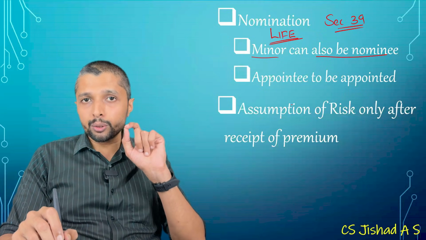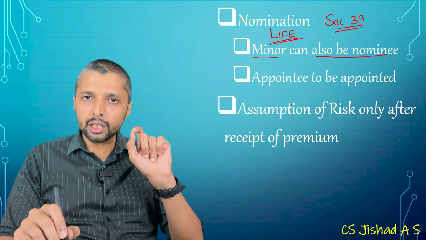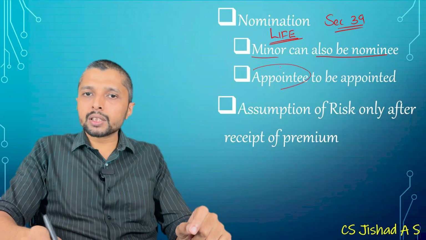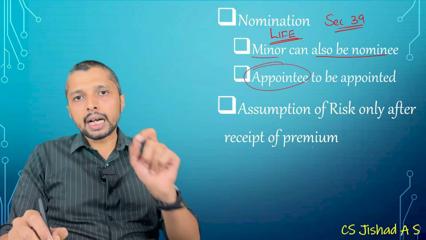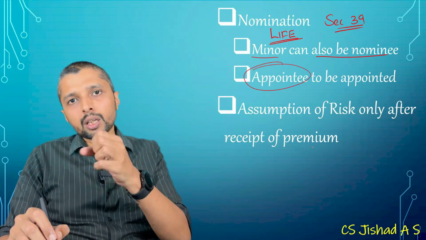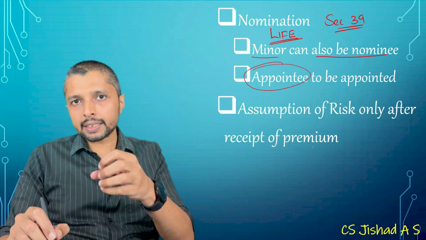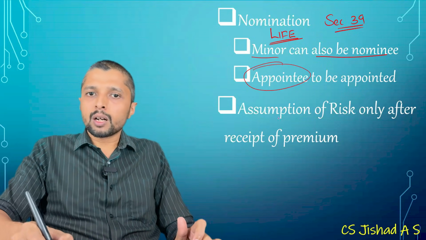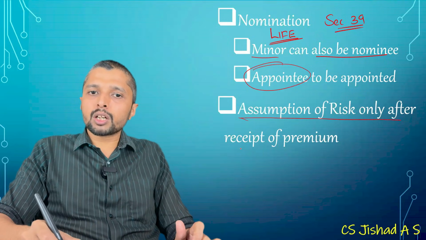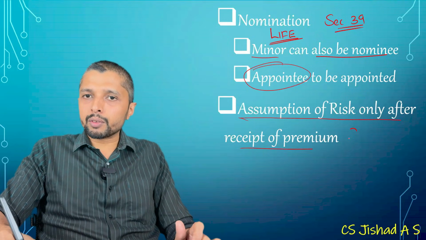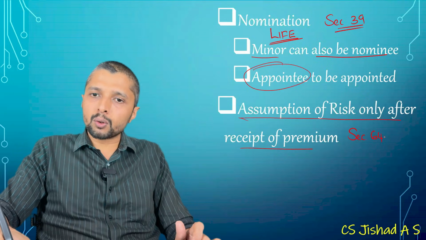If you are appointing a minor as nominee, you will have to appoint another person who is known as appointee, and that person will be getting all the benefits if the person expires when the nominee is minor. Okay. Then with respect to assumption of risk after receipt of premium, which is explained in section 64 VB.